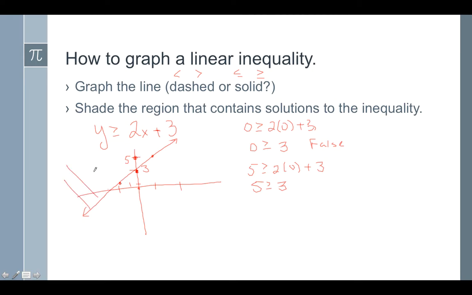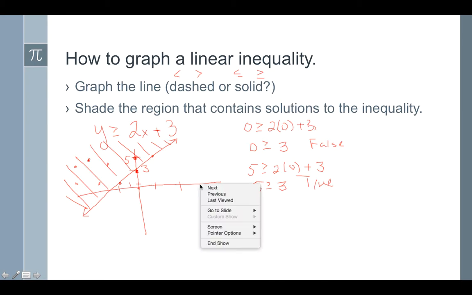And you can just shade like this. This is fine with me. You can get all fancy and do a lot of shading. It doesn't matter to me, as long as you have indicated where the solutions are. Any one of these points that I choose out here will make a true statement if I plug it into the inequality. And anything that I plug in down here will not work.